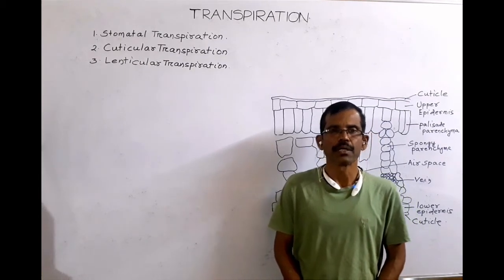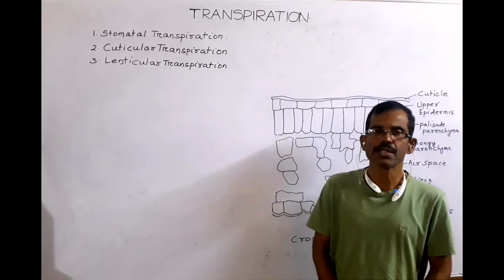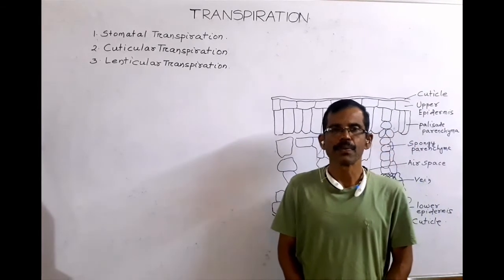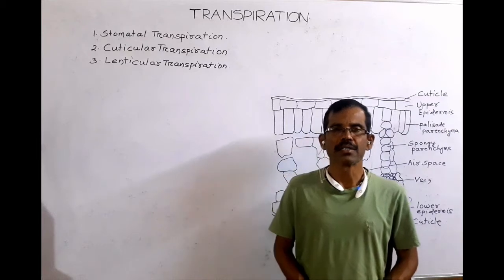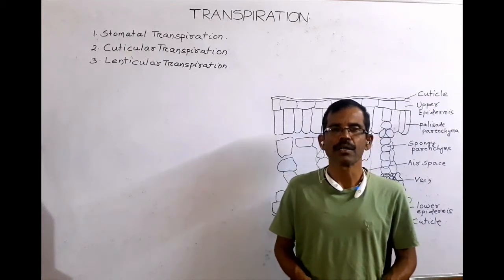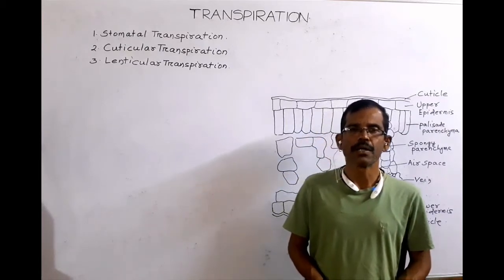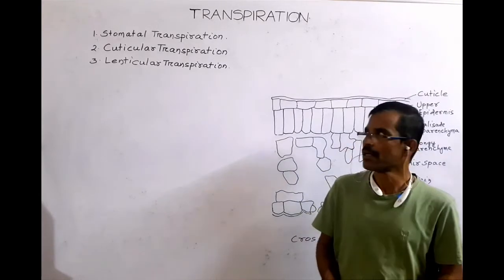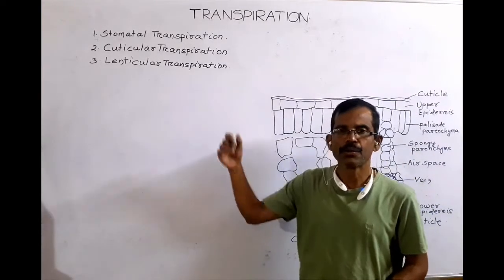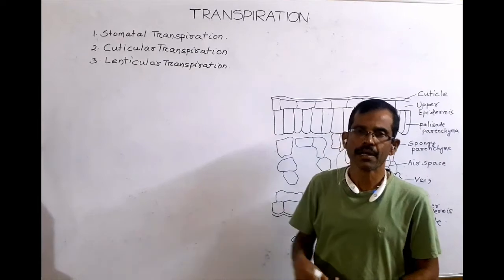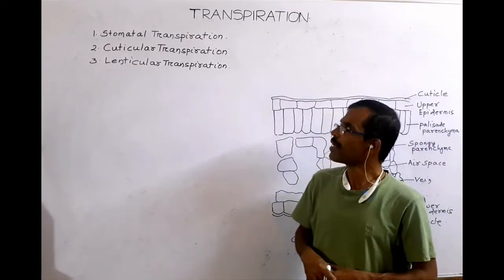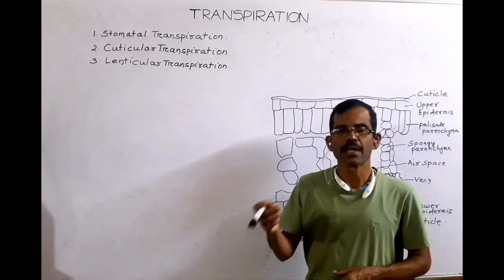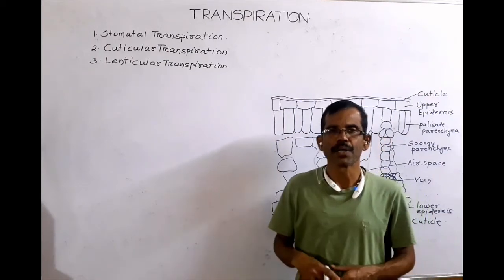Friends, today we shall discuss transpiration. Transpiration is a process by which water is lost in the form of water vapor from the aerial parts of the plant through stomata, cuticle or lenticle. So there is stomatal transpiration, cuticular transpiration and lenticular transpiration.